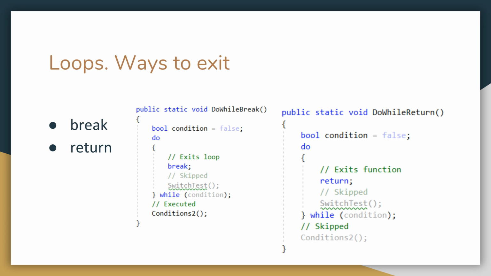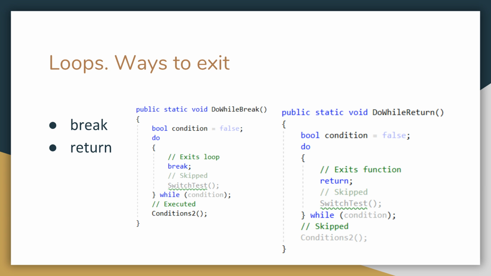The first example uses a break keyword. What break does, it basically stops the loop from running and will continue to the next line there is. So in our case, it will not execute anything except the conditions 2 line, because the switch test will be skipped as I break before it. Condition will not be checked because I already left the loop with the break statement. So conditions 2 is the thing that will be executed.